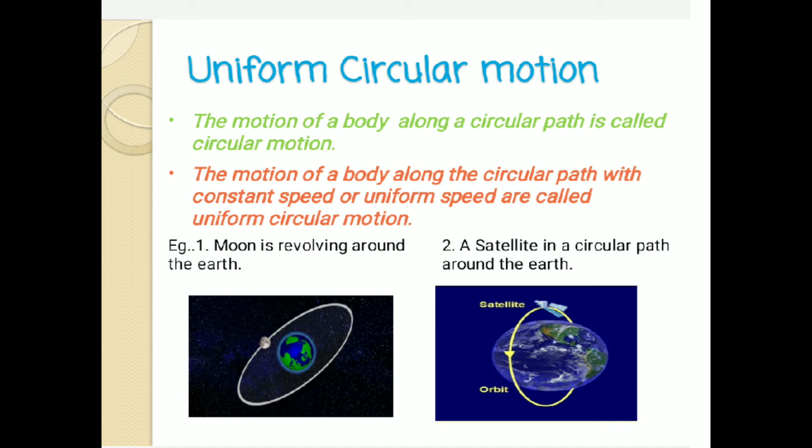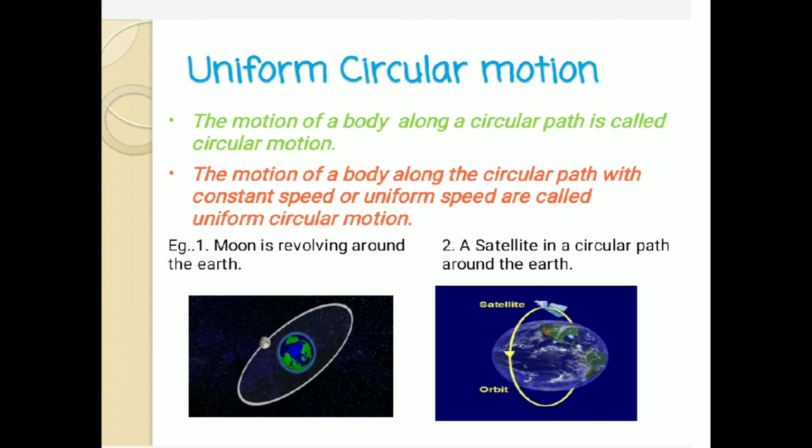Next, the last concept is uniform circular motion. So circular motion means what? The motion of a body along a circular path is called circular motion. Any object moving in a circular path, we can call it circular motion. The motion of a body along a circular path with constant speed, or uniform speed, is called uniform circular motion. An object moving with uniform speed, we can call it uniform circular motion.